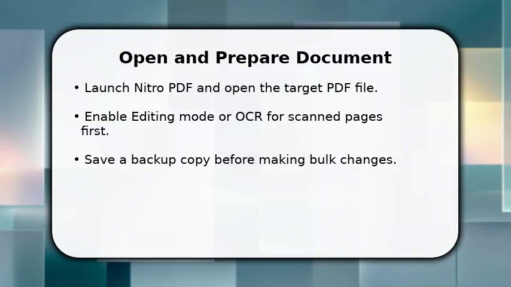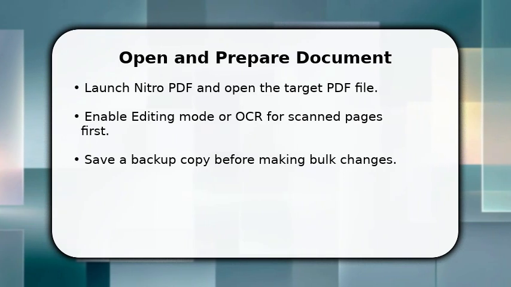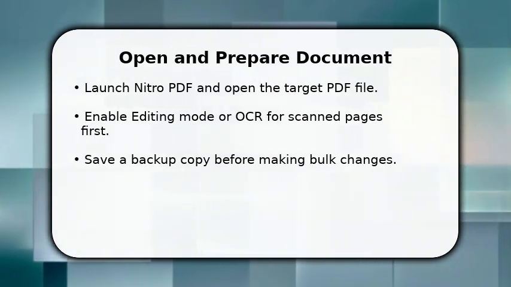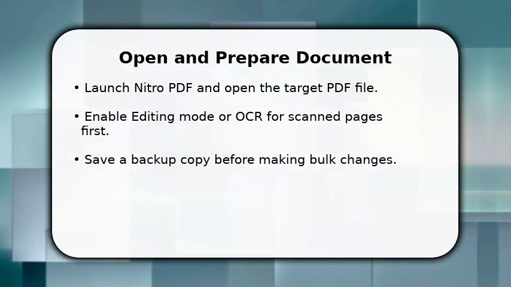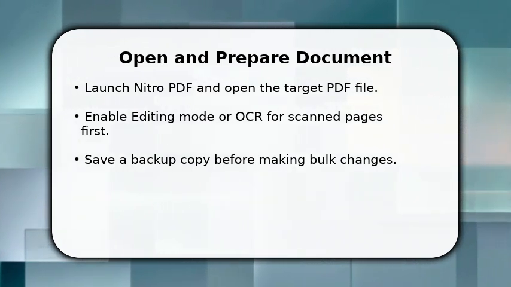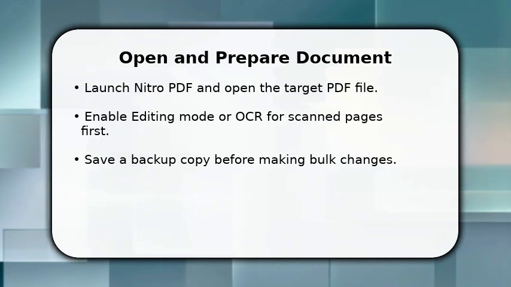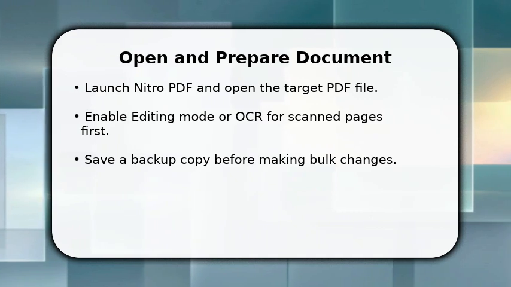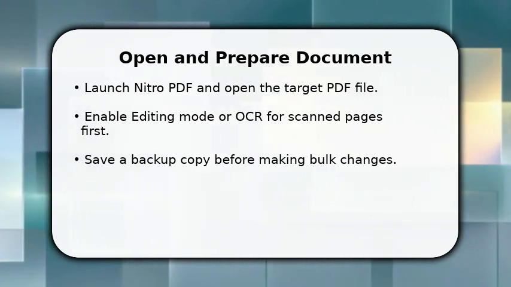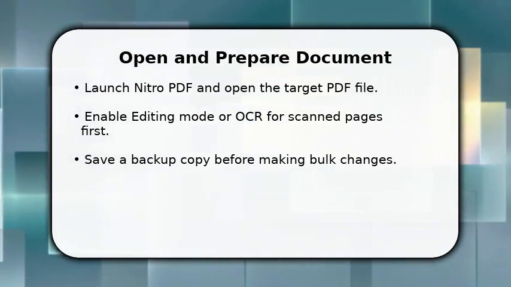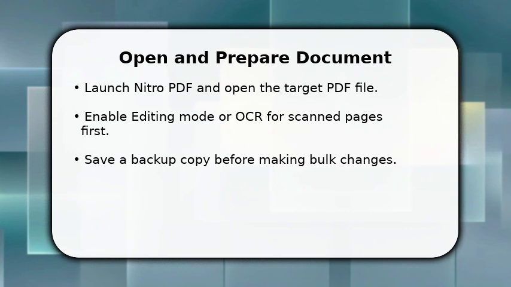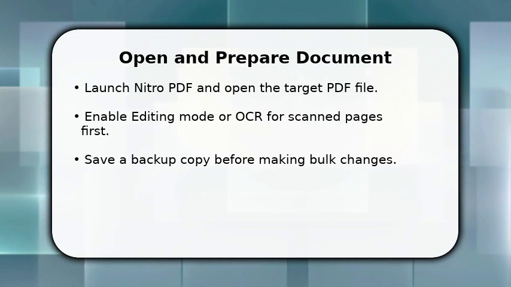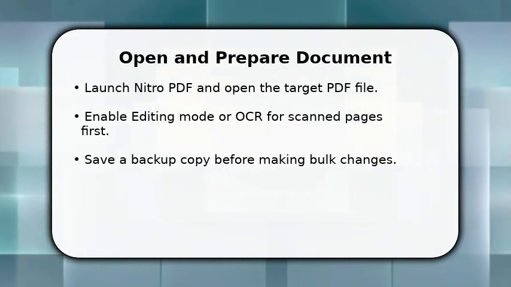Enjoy the video. You start by opening Nitro PDF and loading the document you want to edit. This ensures you're working in the right file. Once open, make sure editing mode is active so text fields are changeable, and run OCR if pages are scanned so words become selectable. Save a backup copy immediately. That way you can revert if a replace action affects layout. These steps reduce risk and let you proceed to precise find and replace operations without losing the original content.